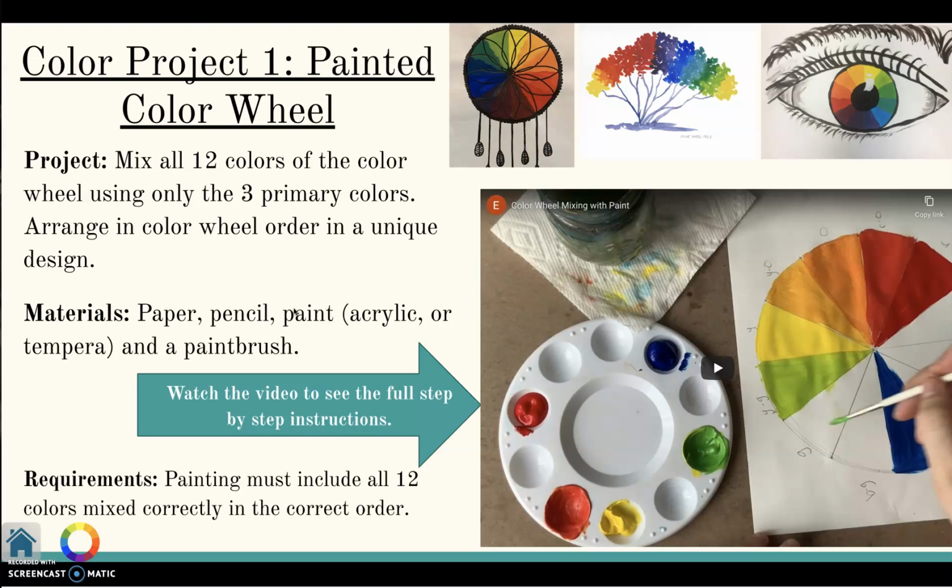So if you choose to do this one, you have to have access to paints, whether it is acrylic or tempera paint. Now I know not everybody has paint, so not every option has paint, don't worry. Requirements: painting must include all 12 colors mixed correctly in the correct order. Now we see the arrow. Watch the video to see the full step-by-step instructions.